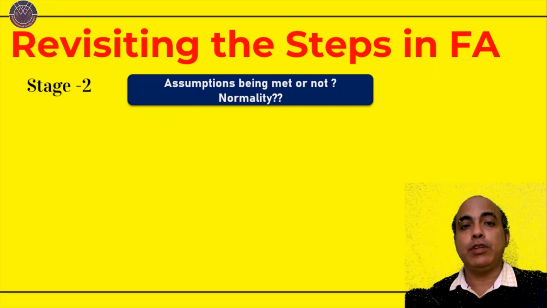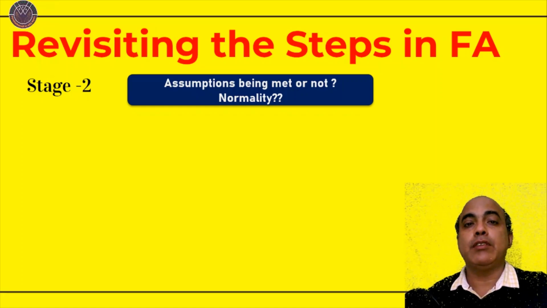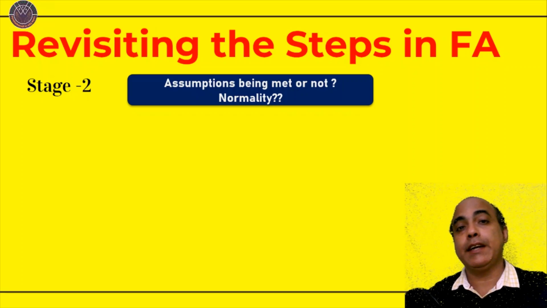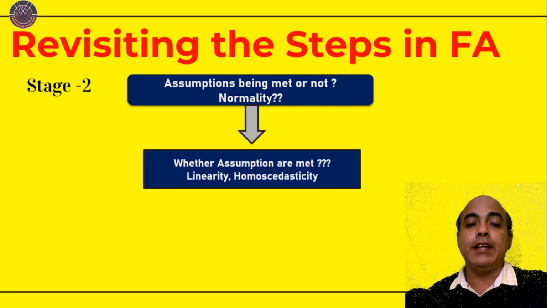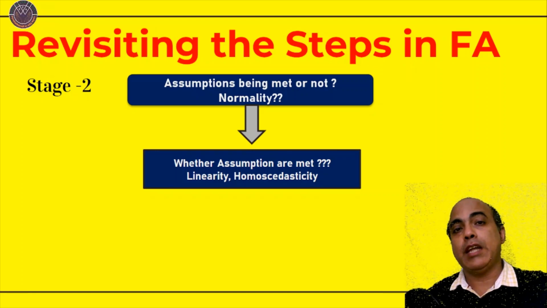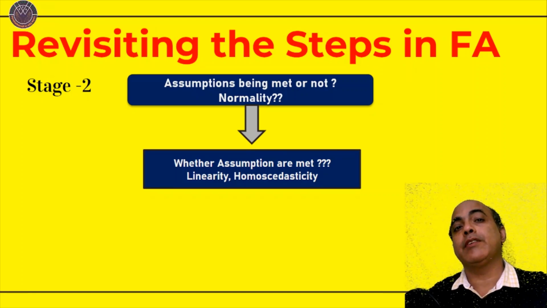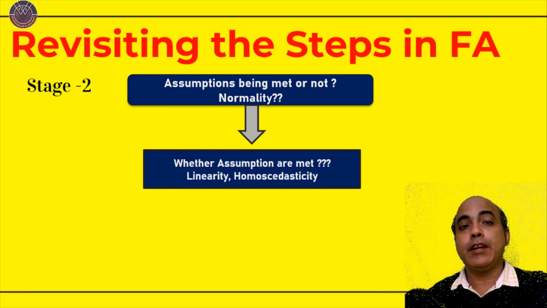So we have to see if the data is normally distributed or not. The sample from which we have collected the data has to be normally distributed. Secondly, we should also check that the variables under investigation are linear in nature, and the conditions related to homoscedasticity should also be checked.